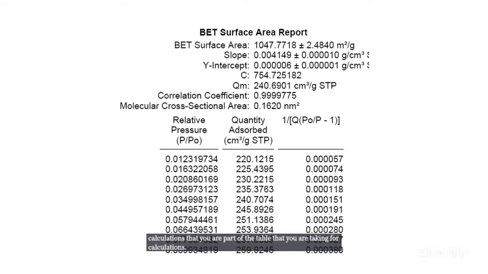So these are the pressure points we have taken for BET calculations. The quantity adsorbed at these pressures is this. This 240 should be somewhere in here. Okay? It should not happen that you are considering these points and trying to evaluate something which is here. So this monolayer that you are trying to calculate should be somewhere in the points that you have considered for calculations.